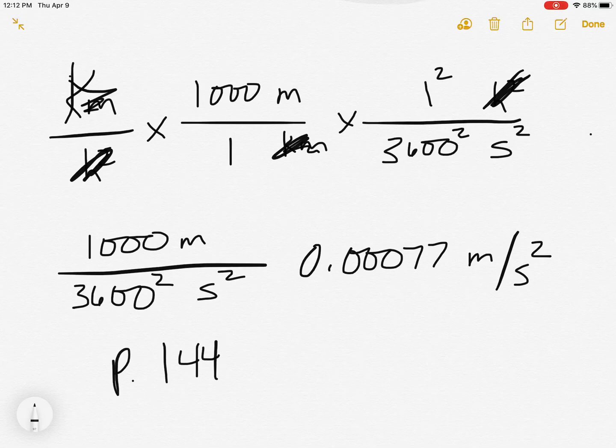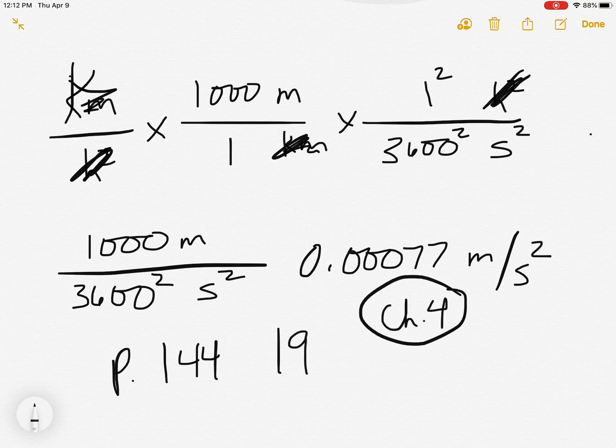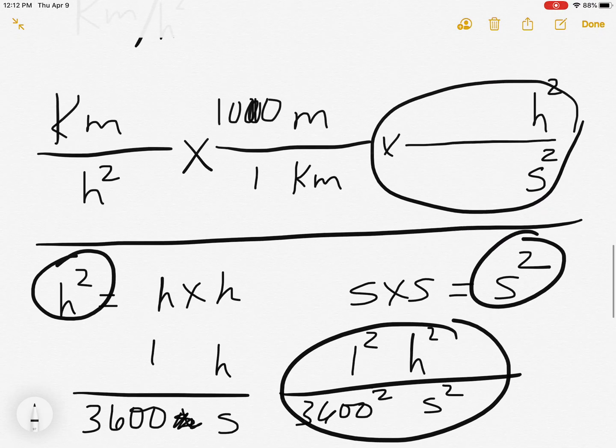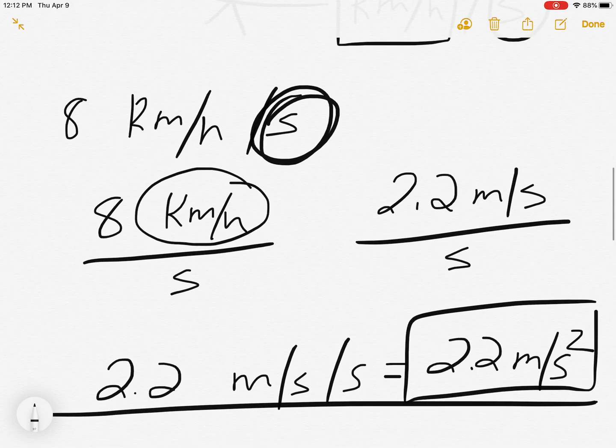So if you look on page 144, question 19, this is in chapter 4, the Newton's laws of motion questions. You can see that the first two have meters per second squared, but then C and D have these weird units. So I'll put that up as an answer for 19. There's a few other questions in there as well that I'm going to address. So watch for those videos. But this is how you do conversion factors.